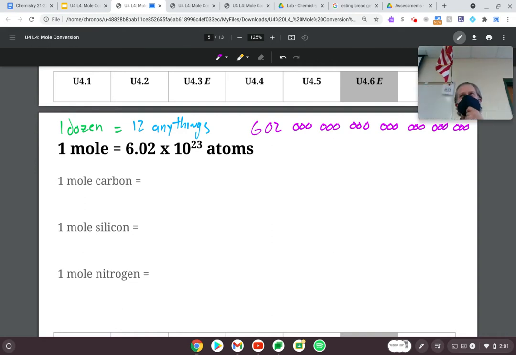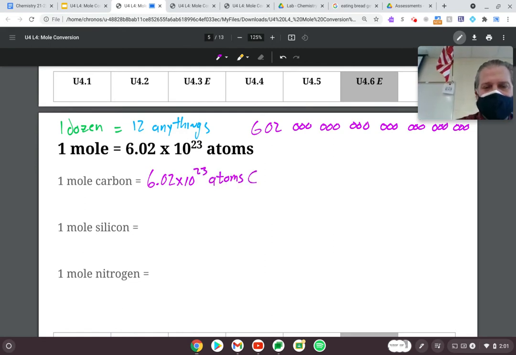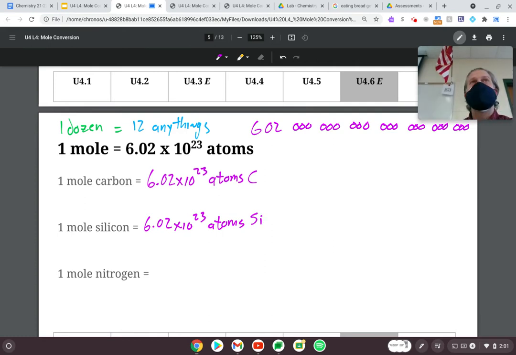But usually in our case, we're going to be talking about atoms. So 1 mole of carbon would be equal to 6.02 times 10 to the 23rd atoms of carbon. And 1 mole of silicon would be equal to 6.02 times 10 to the 23rd atoms of silicon. And 1 mole of nitrogen, you guessed it, is going to be equal to 6.02 times 10 to the 23rd atoms of nitrogen.